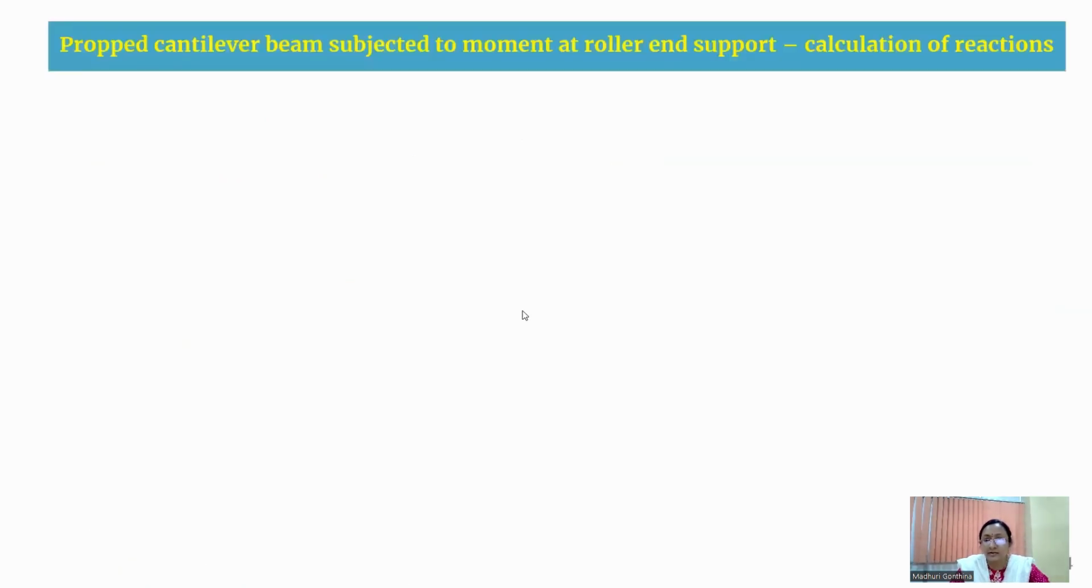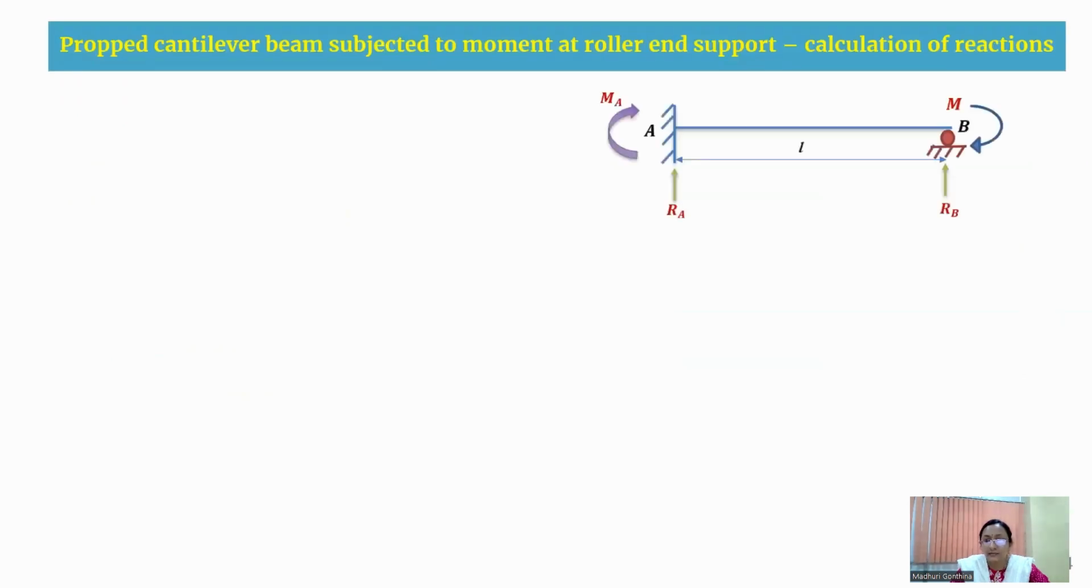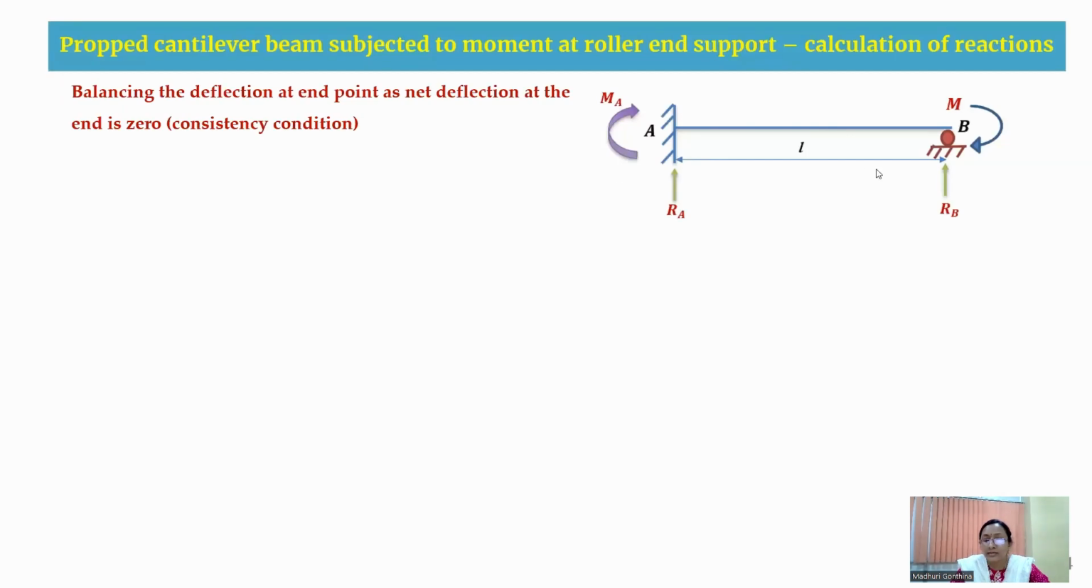Coming to the next slide, we are going to calculate the reactions. For calculating the reactions, we are going to take one consistency condition. That consistency condition is nothing but you are going to balance the deflection at this end point. That means the net deflection you are going to make it as 0. So how you are going to make it 0 is, now I make this proper cantilever beam into two parts as we have seen in the last slide. So first part is cantilever beam with the moment and second part is cantilever beam with the upward reaction.